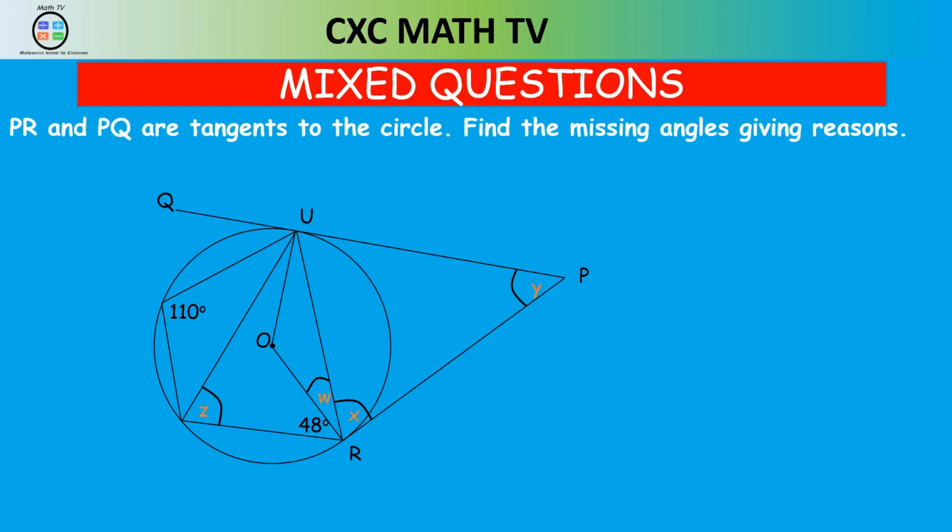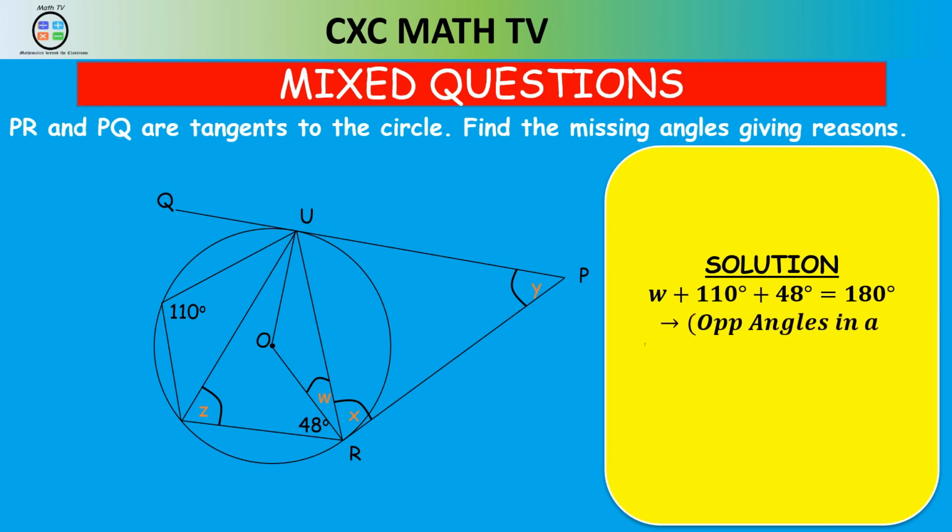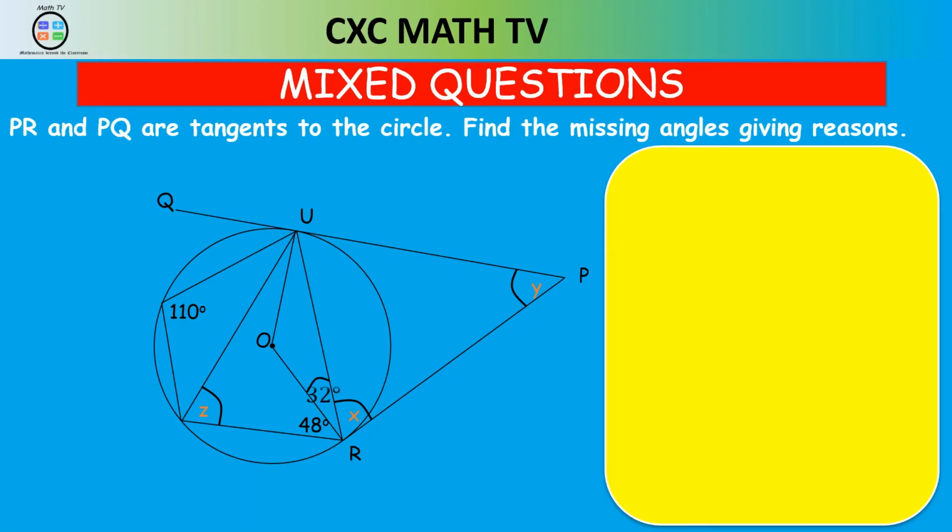Alright, now let's do this question right here. Now we know that W plus 110 plus 48 is equal to 180 degrees, because opposite angles in a cyclic quad sum to 180. Alright, so notice that all four vertices of the quadrilateral in the circle are touching the circumference, so it's a cyclic quad. So that will give us that W is 180 minus 158, which is 32. So W is 32 degrees, so we can put that there.